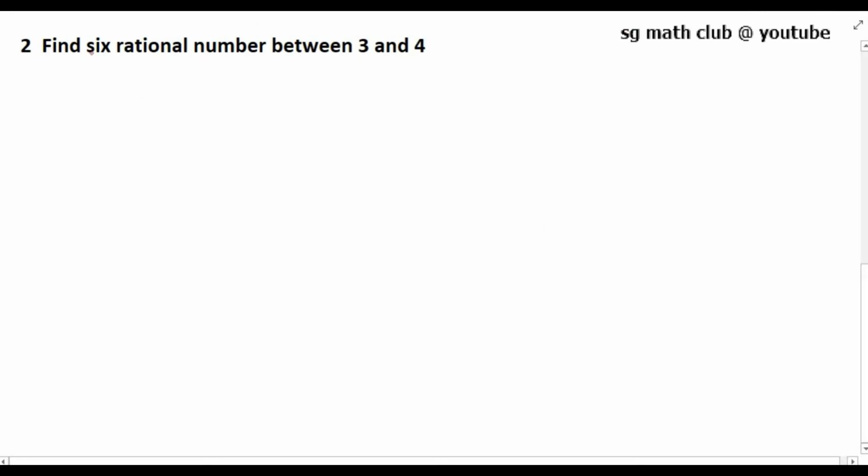Find 6 rational numbers between 3 and 4. You can do 3 plus 4 divided by 2, then again that answer plus 3 divided by 2. That method you can do, or there is an easy method.